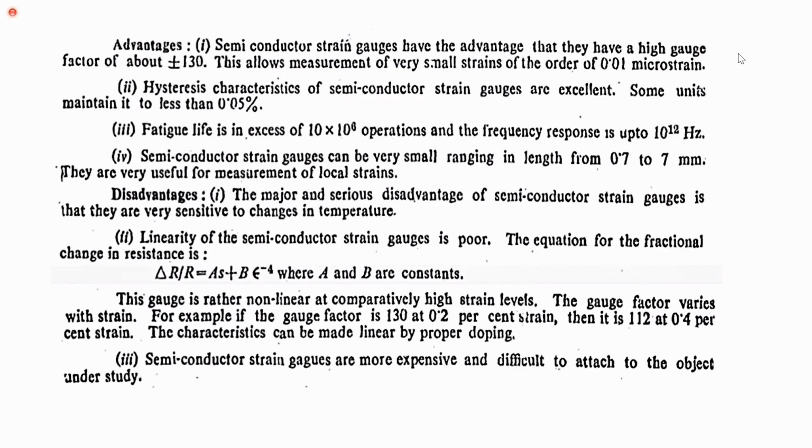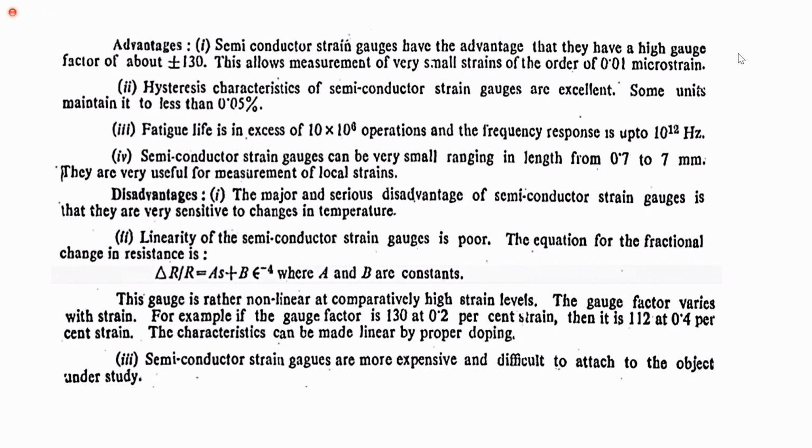And here we have details and uses of semiconductor strain gauges. Advantages: semiconductor strain gauges have the advantage that they have a high gauge factor, about plus or minus 130, whereas in normal strain gauges we have only 2 as gauge factor. This allows measurement of very small strains of the order 0.01 microstrain.